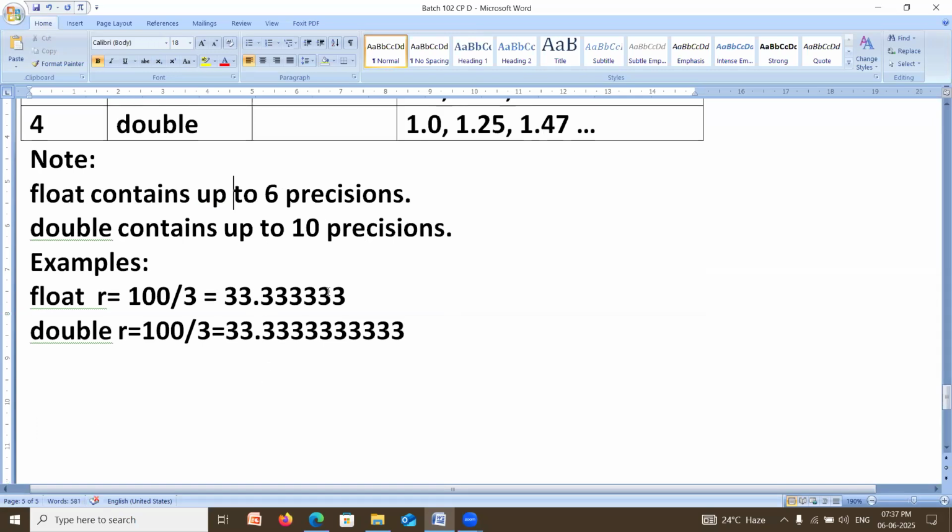What is the need of these precisions? More precisions means more accurate value you will get. If you want more accurate, then use double. If you want less accurate, then use float. That is the difference. It depends upon the accuracy, how much accuracy you require, less or more. If you want more, use double. If you want less, use float.